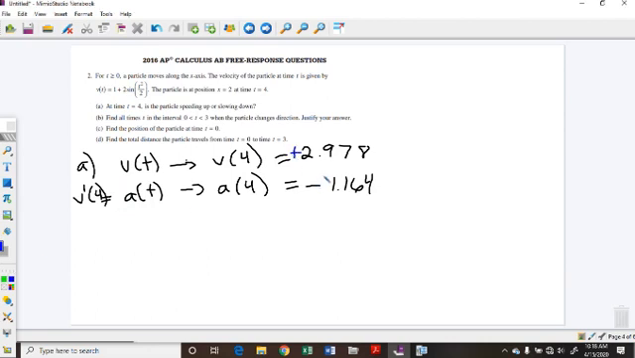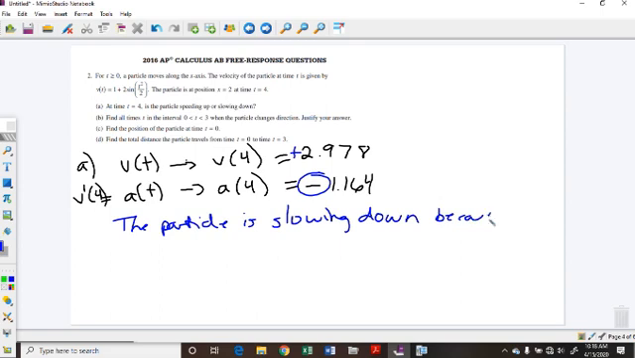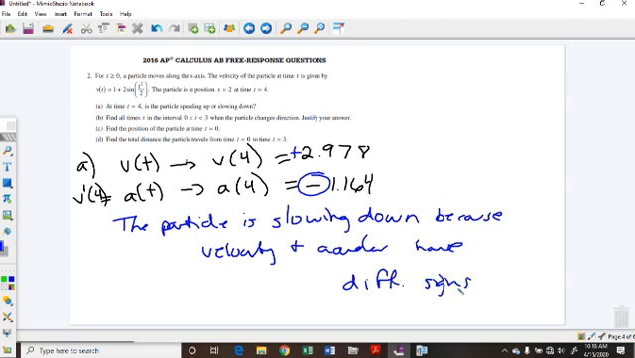So then my conclusion is, notice that my signs are opposite. This one's positive, this one's negative. So the particle is slowing down. You must state why. Because velocity and acceleration have different signs. Alright, and on this one you earn 2 points for the conclusion with your reason.